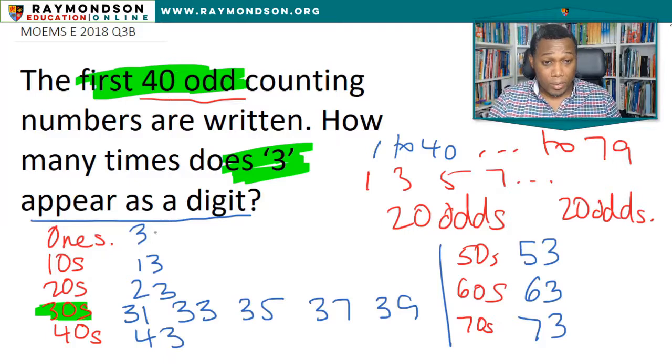Let's start counting how many 3s. In other words, all you're doing is counting how many 3s you have. How many times does 3 appear as a digit? Once. 1, 2, 3. There's a 1 here. 4, 5, 6. How many times does 3 appear as a digit? It appears as a digit twice in the number 33.